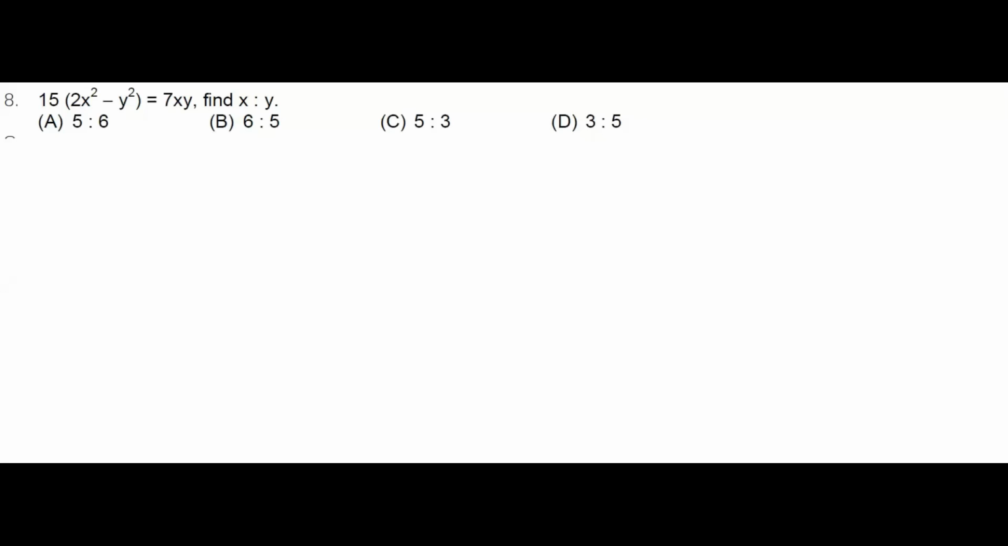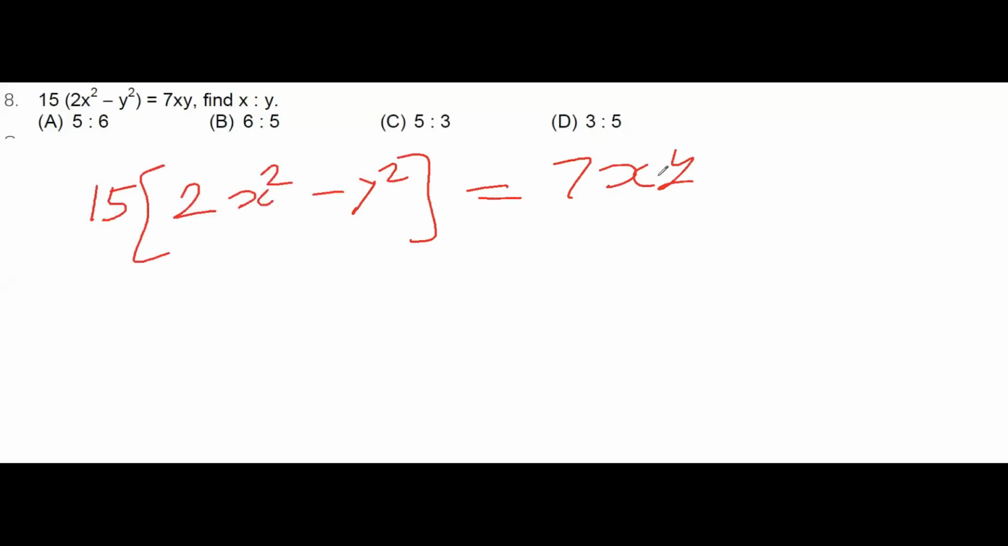So question number 8 says 15 into 2x square minus y square is equal to 7xy. Find x is to y. It means I need to find x is to y. So what I can do? I can write this 15 and then 2x square minus y square is equal to 7xy. Here I can divide by y square on both the sides.